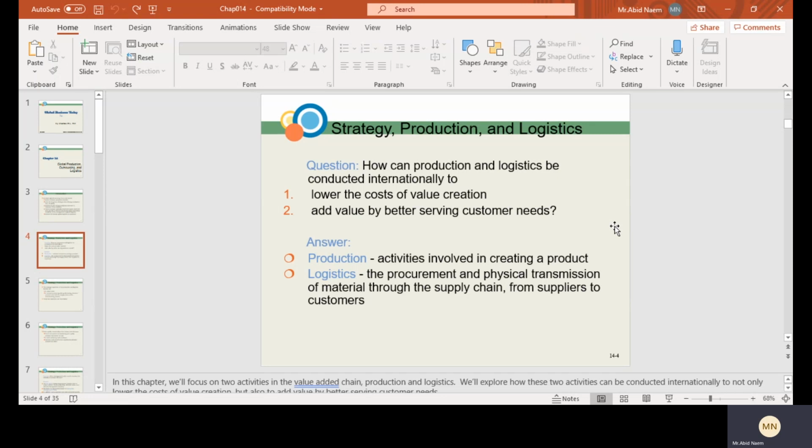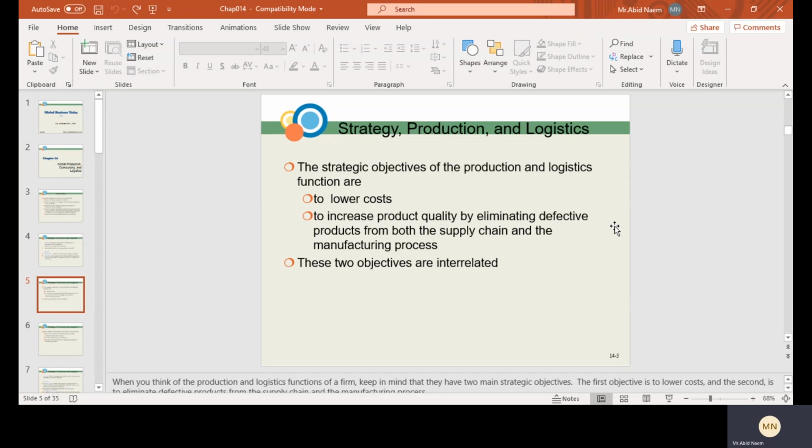How can production and logistics be conducted internationally with the objective of lowering the cost of value creation? Value creation means manufacturing of your product and services, and at the same time we have to add value by better serving our customer needs. To answer these questions, first of all, we have to focus on production activities, which involve creating a product. And then logistics, the procurement and physical transmission of material through the supply chain from suppliers to customers.